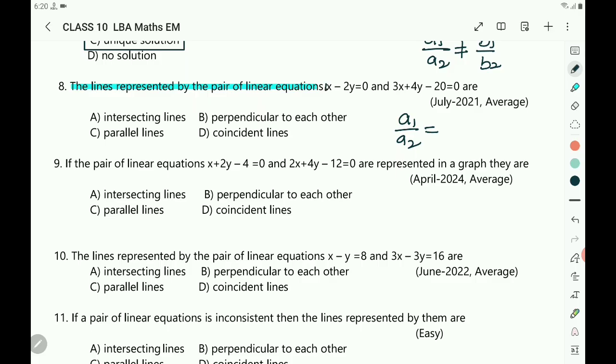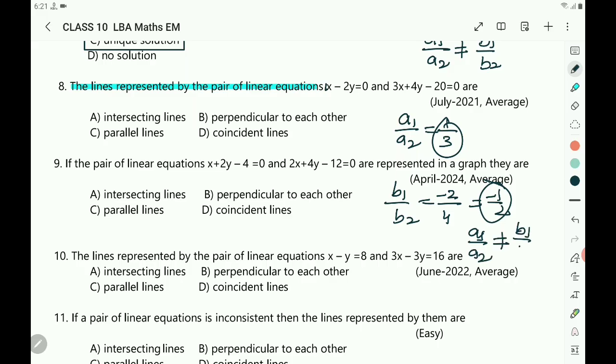Then you write A1 by A2, here 1 by 3. B1 by B2 is minus 2 by 4, the coefficients of y in both equations, which equals minus 1 by 2. These two are not equal, which means A1 by A2 not equals to B1 by B2. As these two are different, you can directly write unique solution, which means they are intersecting lines. Then what is the answer? Intersecting lines.